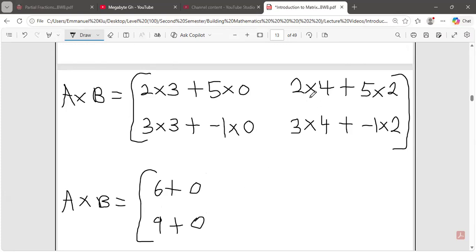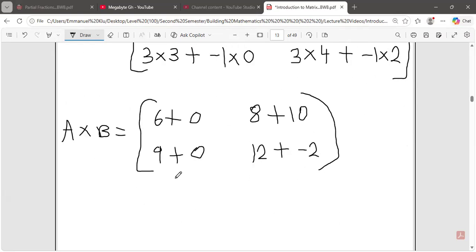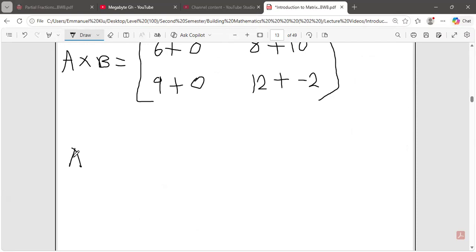If you come to this part, you realize that 2 times 4 is going to give us 8, plus 5 times 2 is going to give us 10. 3 times 4 is 12, plus negative 1 times 2 is going to give us negative 2. As simple as ABC. So from here, we can go on to simplify our final answer and say that the product of matrix A and matrix B can finally give us a matrix of what?